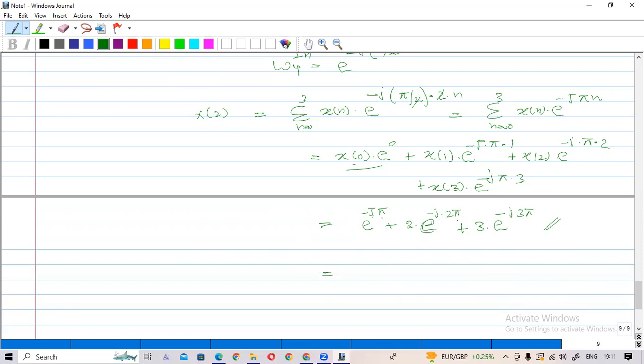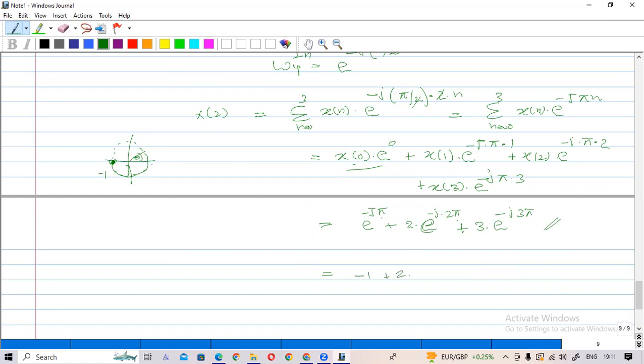What is the value of e to the power minus jπ? Can anyone tell me? e to the power jθ you can write on this circle, so this is theta. Now theta is equal to minus π. Minus π means this direction. Here, this is minus π. So what is this value? It is minus 1. So this one's value will be minus 1.